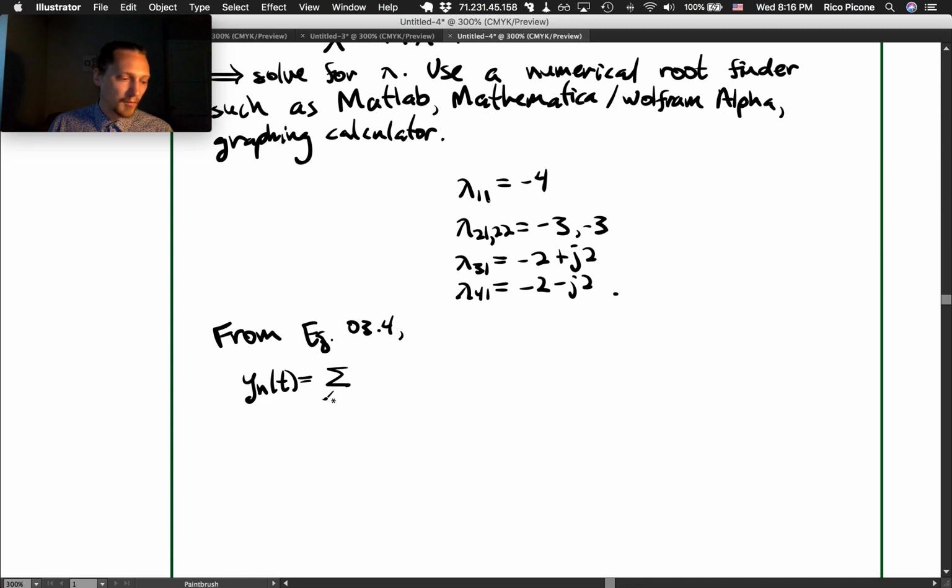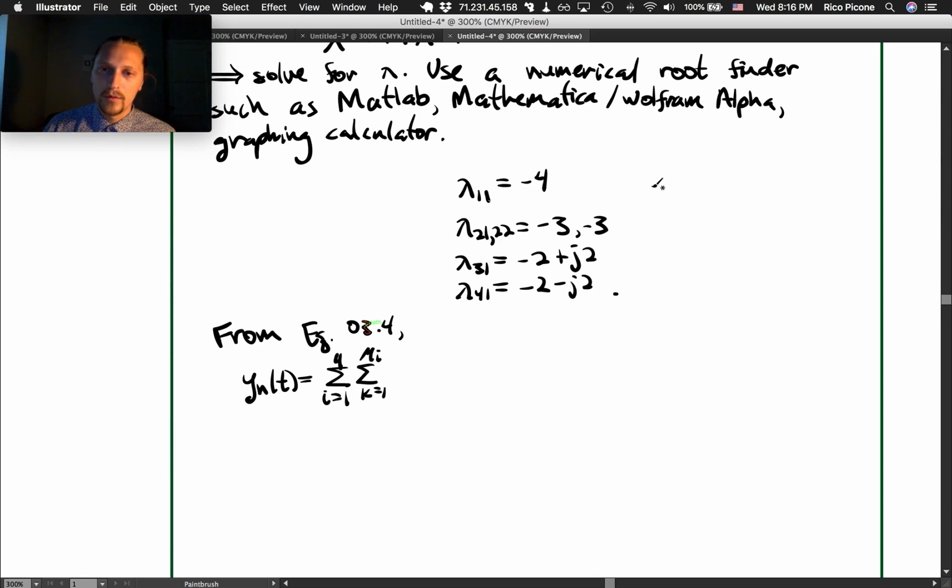The sum from i equals 1 to n prime. What is n prime? We have 4 distinct roots, right? So i equals 1 to 4. And then we have the sum from k equals 1 to, and we're just going to have to leave this as mu i, because that actually depends on which i we've got.